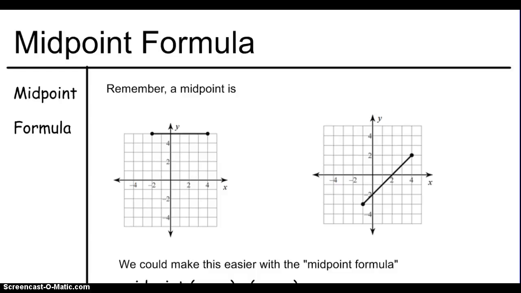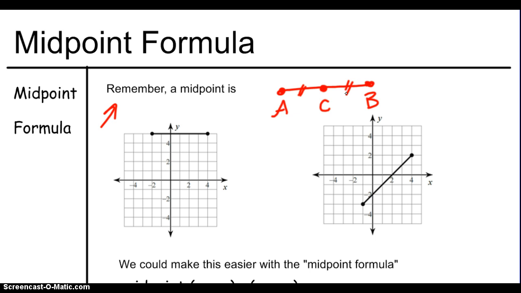In this video, we're going to be talking about the midpoint formula. So to start, let's remember what a midpoint is. Remember, if we have a segment, call this segment AB, then the midpoint of AB is the point in between A and B, we'll call it C, such that AC and CB are the same length.